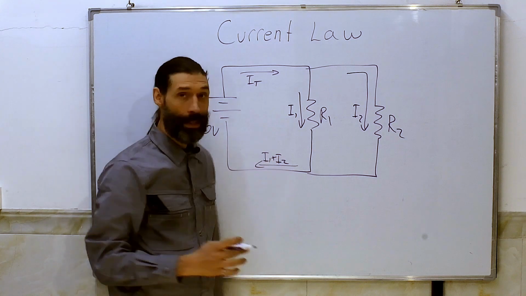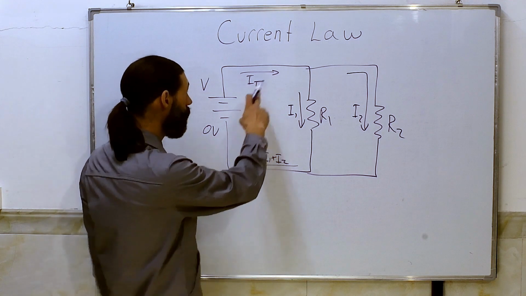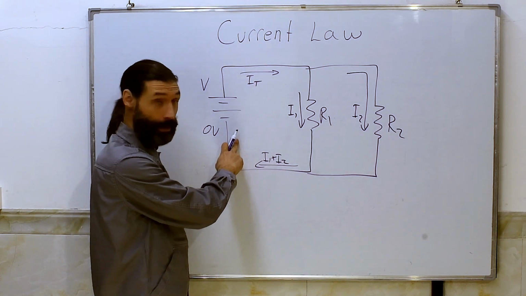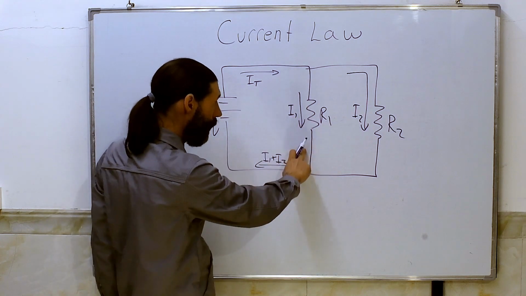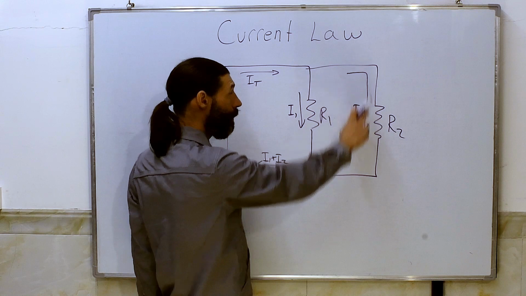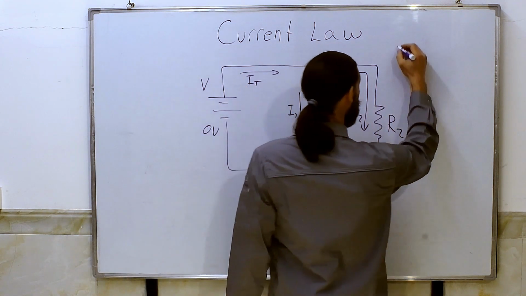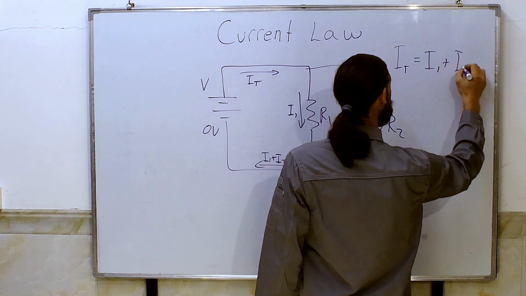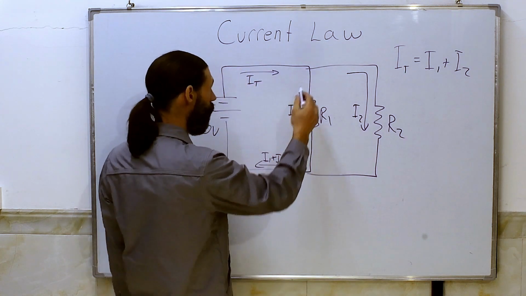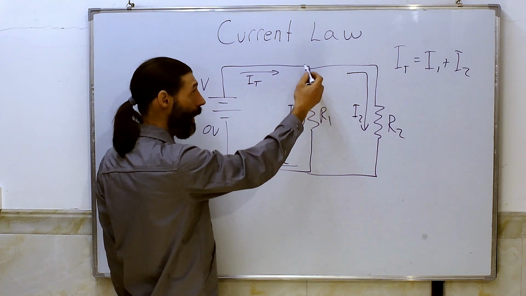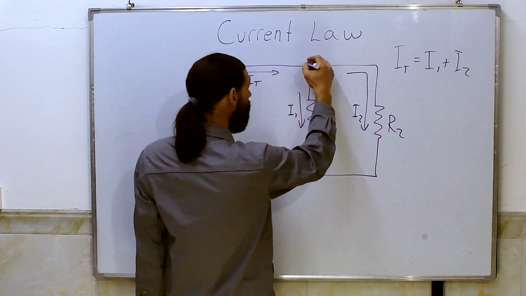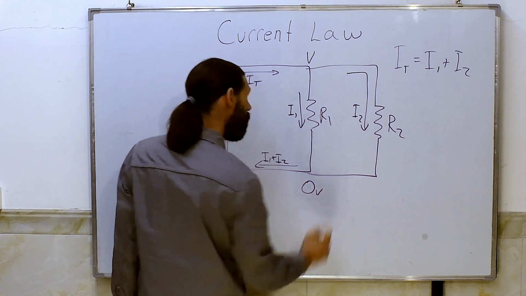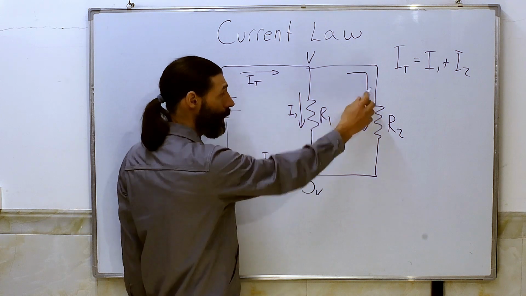And the current law basically says that there's continuity of current. So if we start with a certain amount of current here, we're going to end with the same amount of current. So part of that current goes across R1, and part of it goes across R2. So the total current is equal to I1 plus I2. And when you have wires connected together, every wire has the same voltage. So in every branch, we're starting at V, and we're ending at 0 volts. So the voltage drop across each resistor is the same.